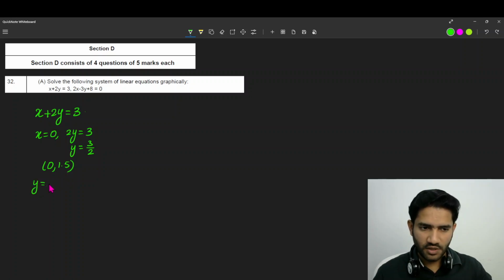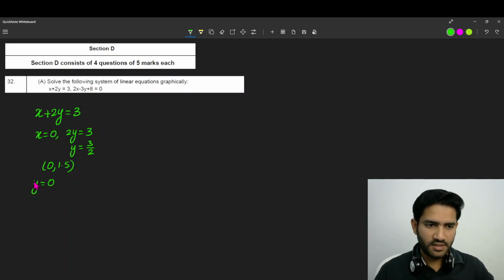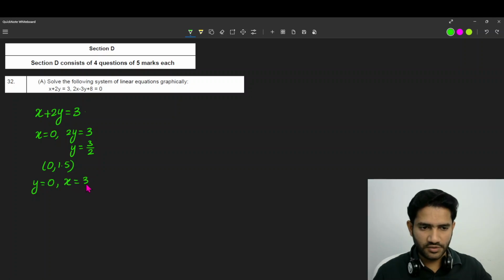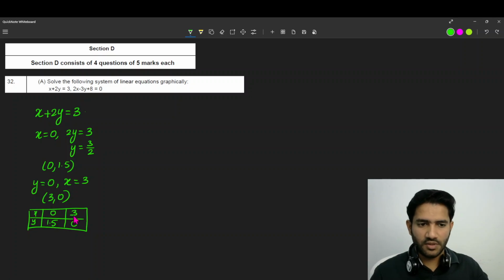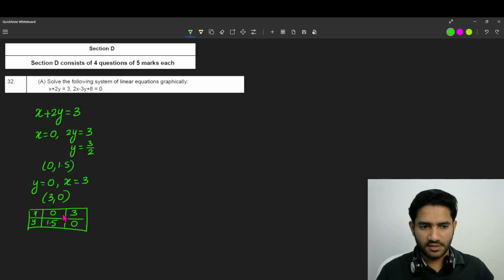Secondly, just substitute y equal to 0. You can substitute any value for x and y, but for simple calculation we are substituting 0. So if y equal to 0, we will get x equal to 3. So the second point is (3, 0). So we have 2 points: x equal to 0, y equal to 1.5; y equal to 0, x equal to 3. So we can draw a straight line joining these two coordinates.